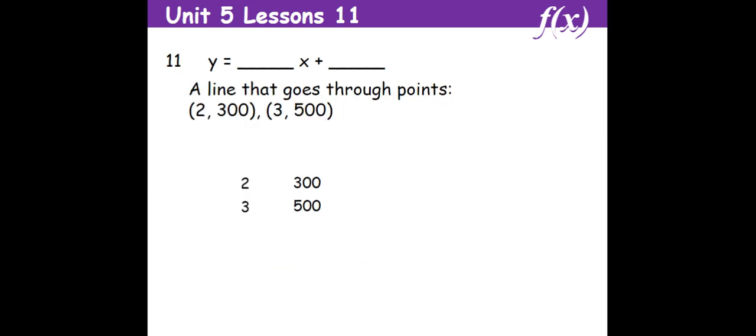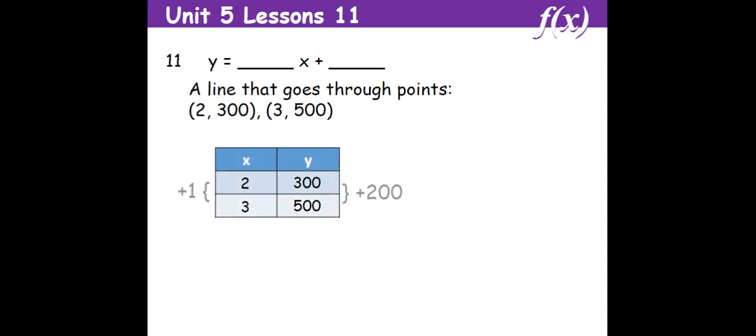Number 11, a line that goes through points (2, 300) and (3, 500). Make a table with those 2 points. Find the change in y over the change in x. We are increasing by 200 divided by 1. So that will give us 200 for our slope.